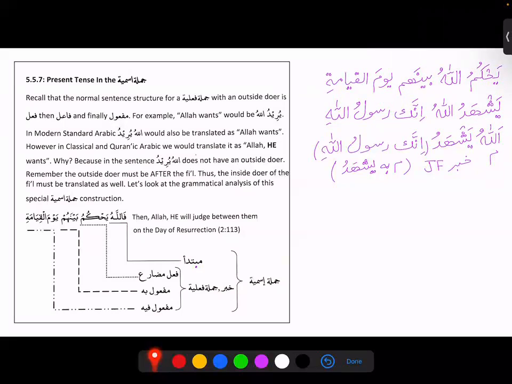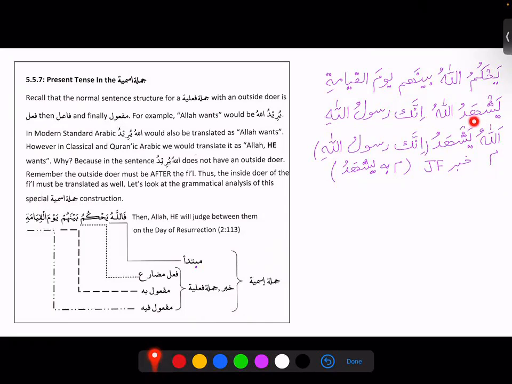Another example, if we say Yashhadullahu innaka Rasulullahi. Now what happened? What kind of sentence are we looking at? Jumla fe'liya, right? Yashhadullahu, the word Allah is the outside doer for Yashhadu. So Allah subhanahu wa ta'ala witnesses or takes oath, both meanings can be shahida yashhadu. So Allah subhanahu wa ta'ala takes oath, or testifies, or witnesses. What does he witness? Innaka Rasulullahi. That indeed you are the Rasul of Allah.